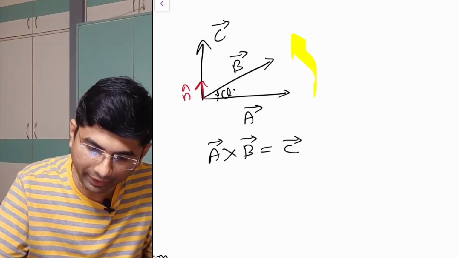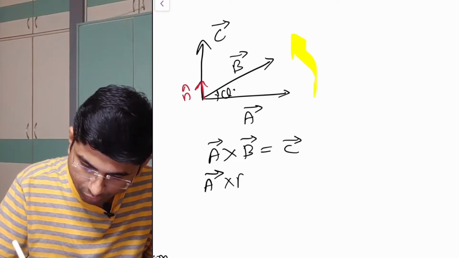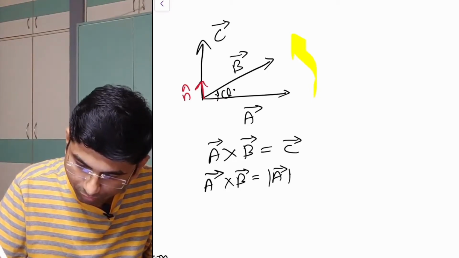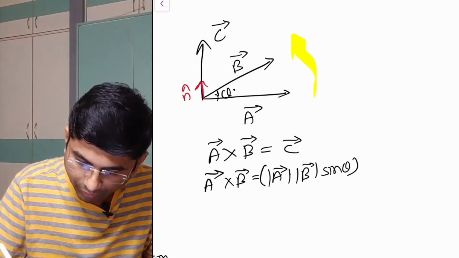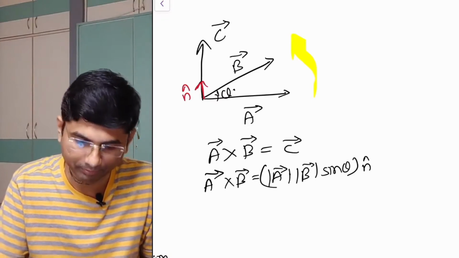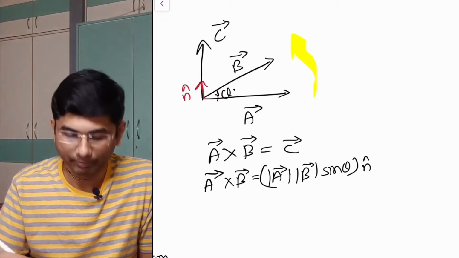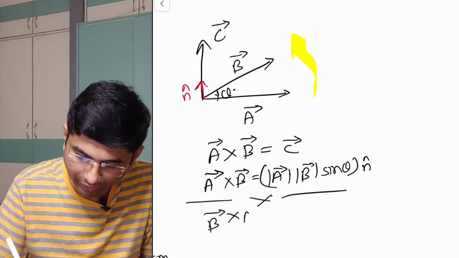So therefore I can write this whole thing as A vector cross B vector is equal to the magnitude of A vector, magnitude of B vector, into sine theta, that's the magnitude, into the direction. The direction will be given by the unit vector n cap. Now this is for A cross B. If I am having another case, B cross A.